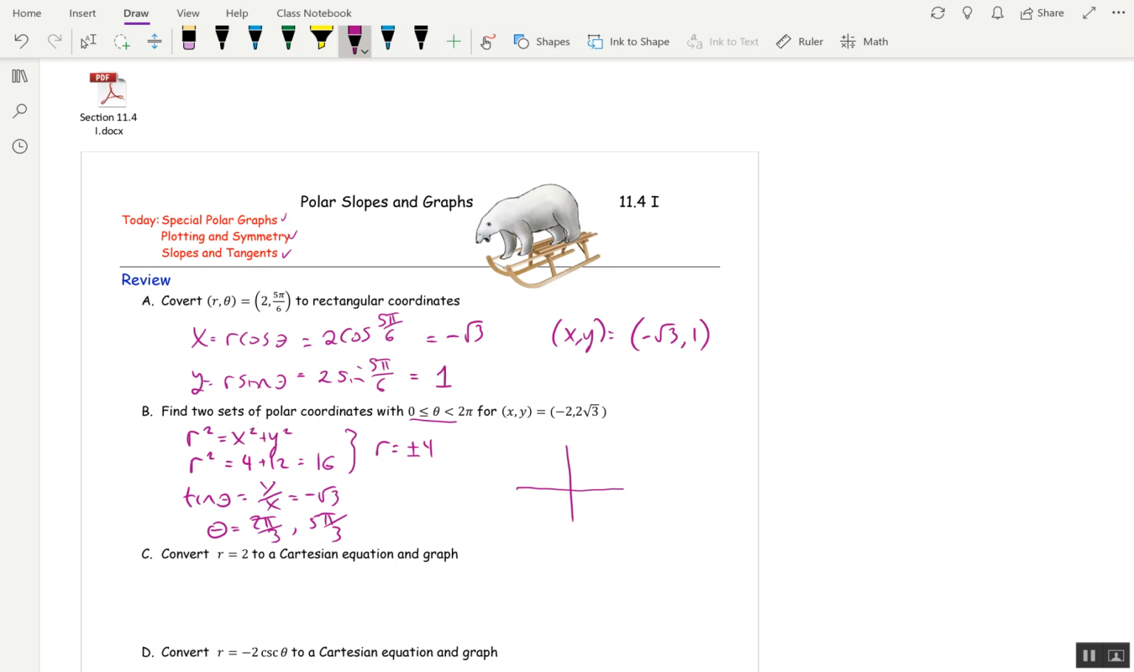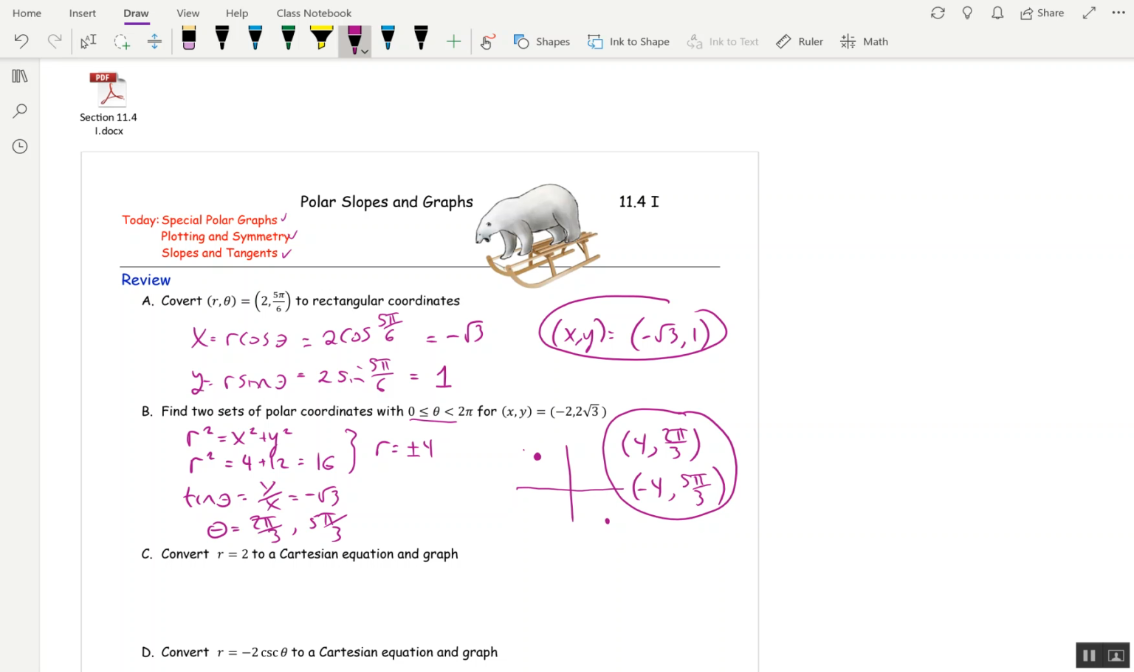All right, now to pair the thetas with the r's, we look at the quadrant that the point is in. The point is in quadrant 2. So if we choose the positive r, we need to choose the angle that's in quadrant 2, namely 2 pi over 3. If we choose the negative r, we need to choose the angle down here so that once we put the negative r on, we'll bounce up to the quadrant we want to be in. So those are our two answers.